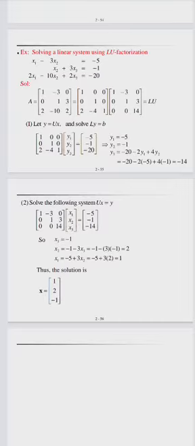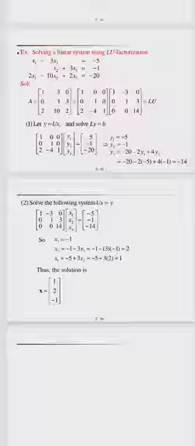Next, write the second row: x1 coefficient is 0, x2 coefficient is 1, so x2 + 3x3 = -1. Substitute the x3 value in equation 2: x2 = -1 - 3x3 = -1 - 3 times (-1), and the answer is 2.